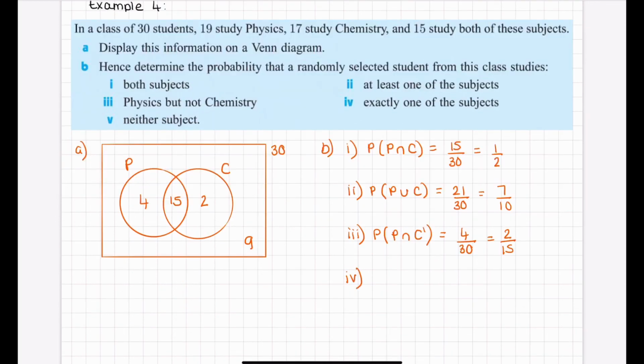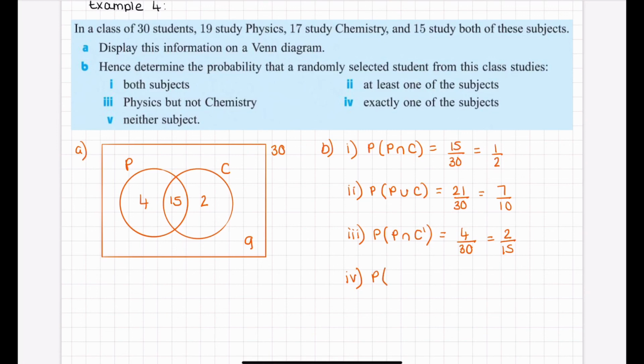Or we want exactly one of the subjects. So exactly one of the subjects means they can study physics or chemistry, but they can't do both, which will be the 4 and the 2. So the 4 that do only physics, and the 2 that do only chemistry. This in notation, it's a bit harder and long-winded.